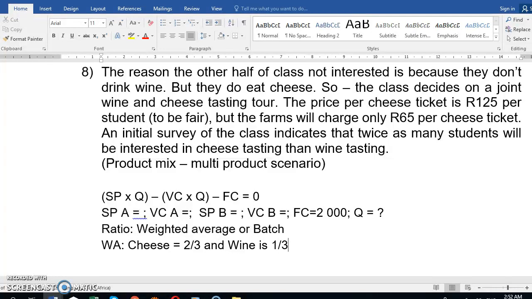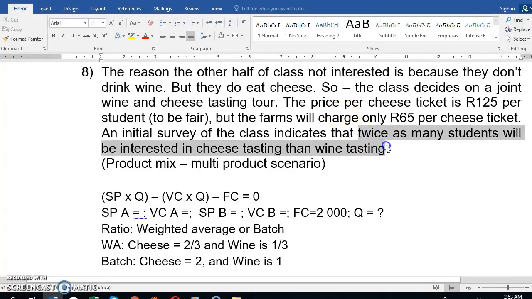So effectively, let's say there's 3 students. 2 of the students will be the cheese tasting, and one of the students will do the wine tasting. If we take the batch approach, then cheese equals 2 and wine is 1. So basically, by giving you that, they are giving you your ratio, and it all depends on whether you want to apply the weighted average approach or the batch approach.